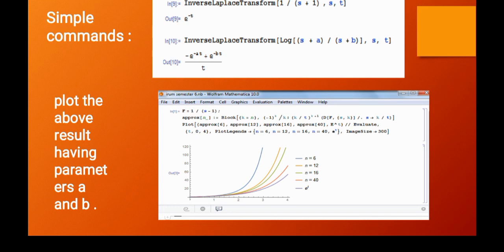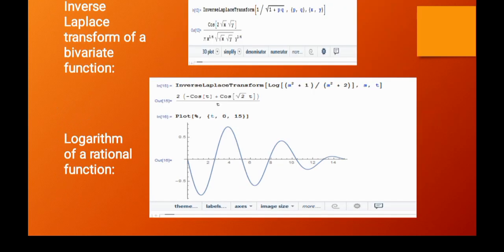We can also go for the inverse Laplace transform in Mathematica. These are the commands we used and we get the answer as well. The previous commands are in MATLAB, while these commands are Mathematica. So the inverse Laplace transform of log of (s plus a) over (s plus b) will give the following answer. The above results have parameters a and b, and we can also solve these in Mathematica.